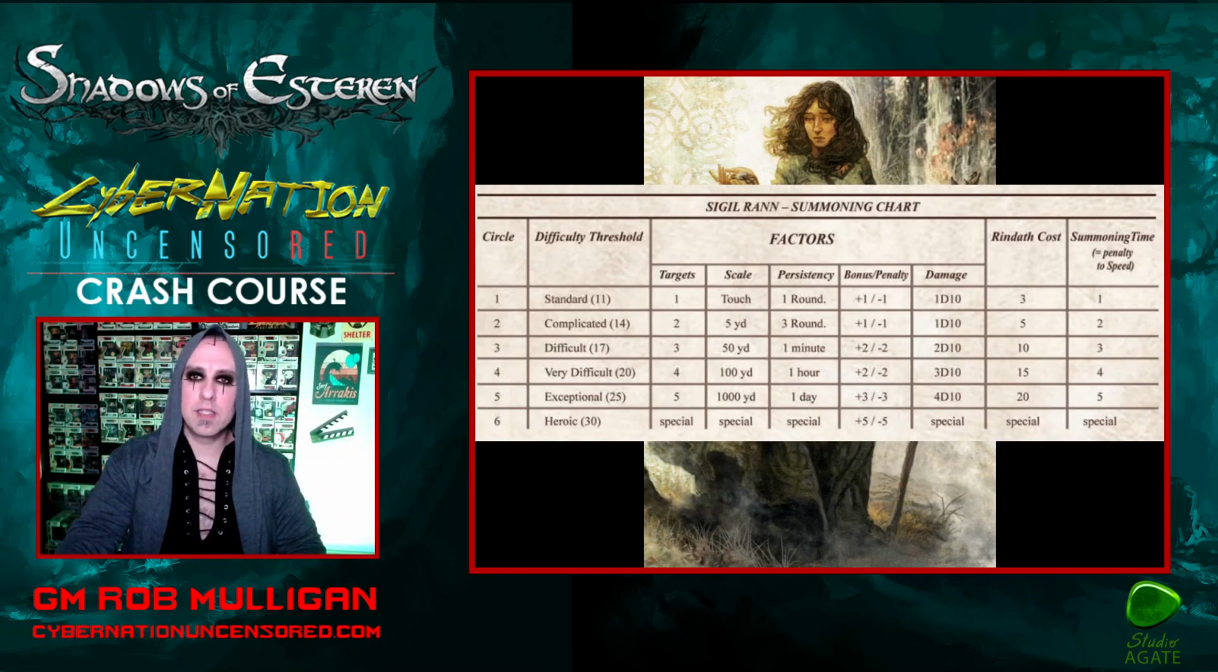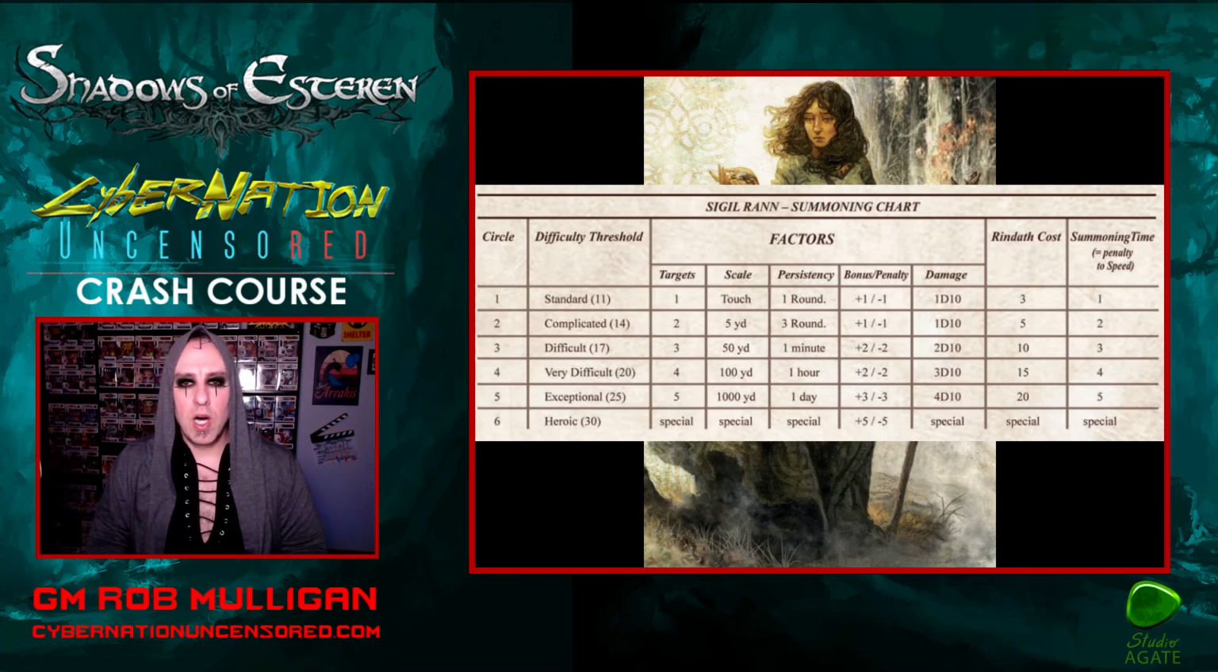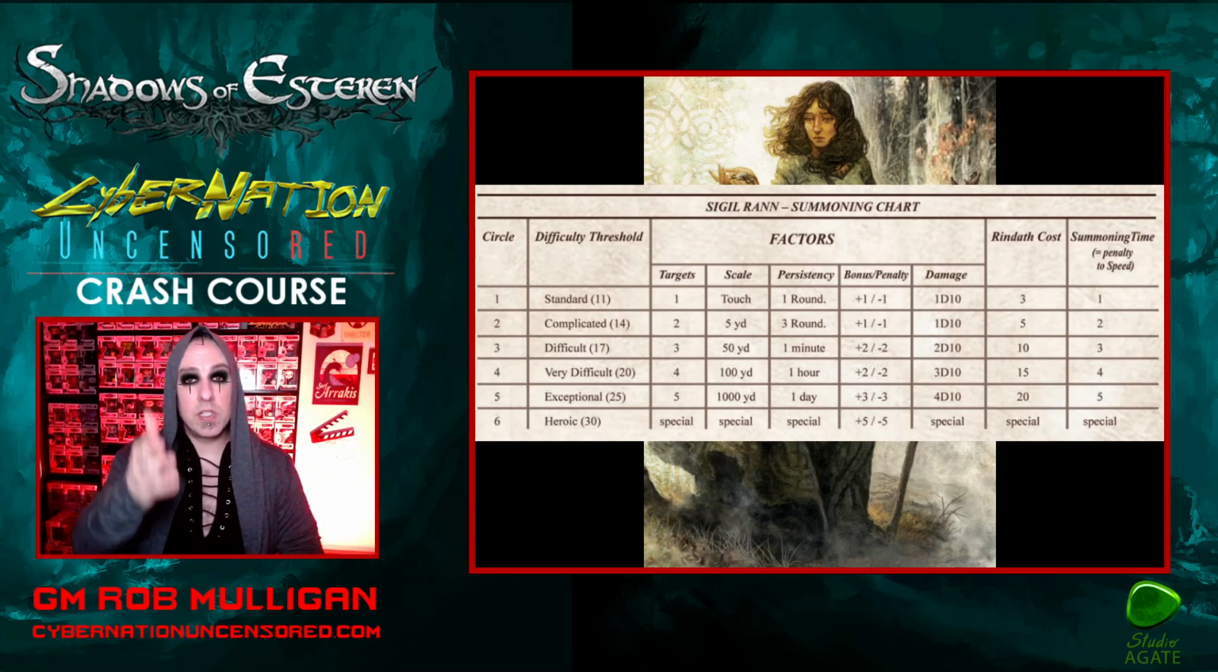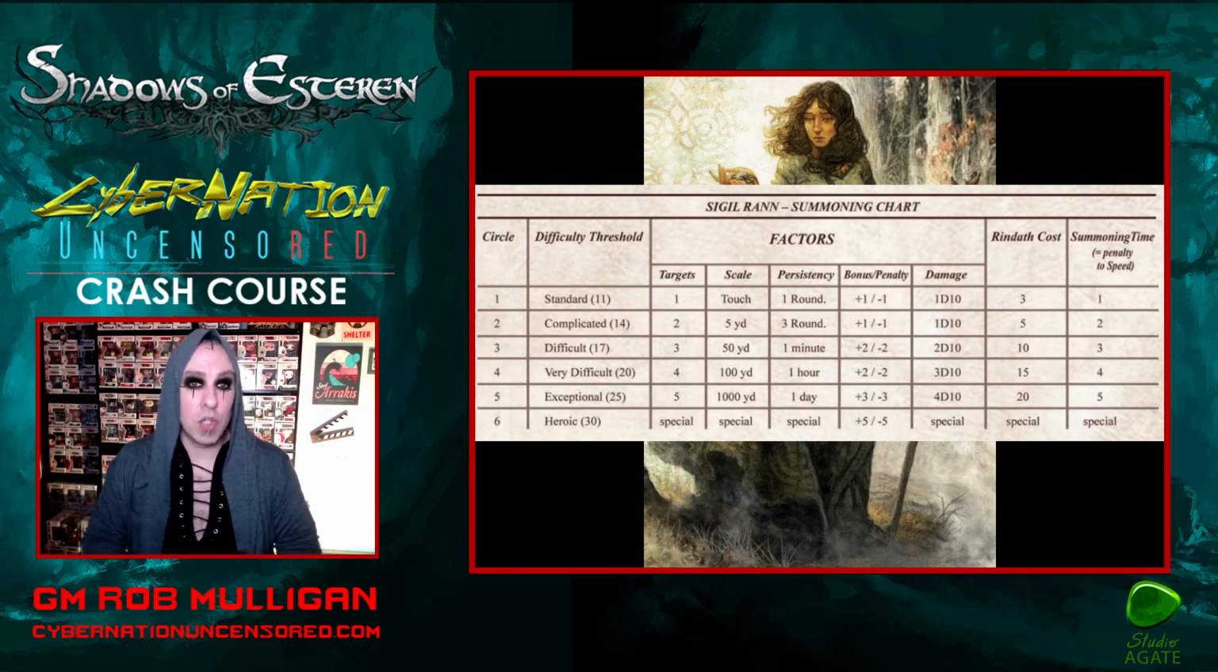This Sigil Rann summoning chart works much in the way, if you saw the Magientist crash course, those charts work when it comes to extracting and refining flux. This is very similar in the sense that you have different intensity levels. You'll see there the circles 1, 2, 3, 4, 5, and 6. And then the difficulty threshold that corresponds to the different level of circle or intensity that you're casting within. And that's what you have to meet with your Sigil Rann discipline check. And for Sigil Rann, you just basically need to have at least a point in that discipline to be able to use it.